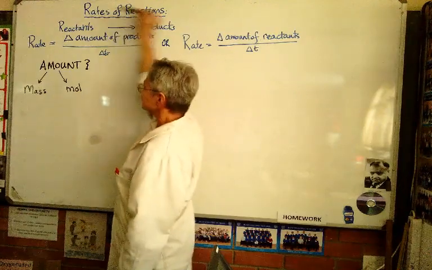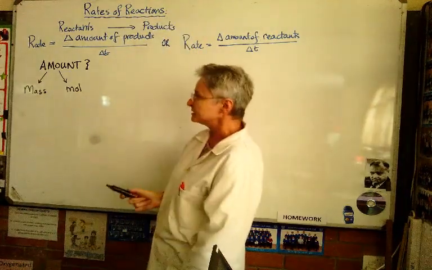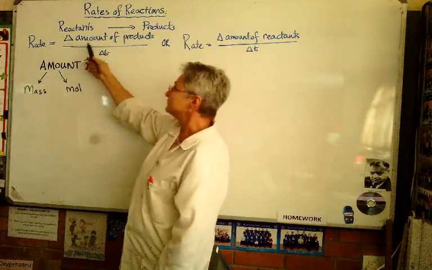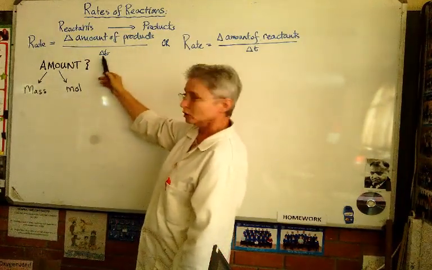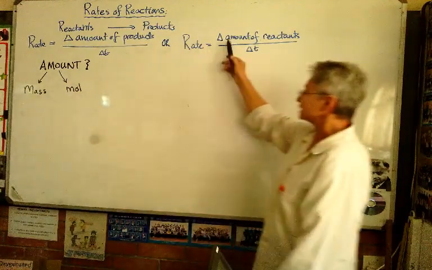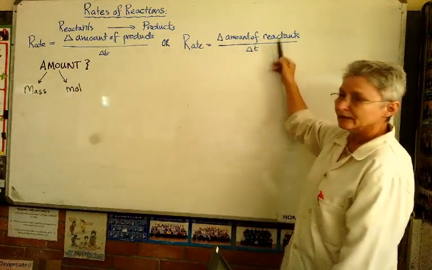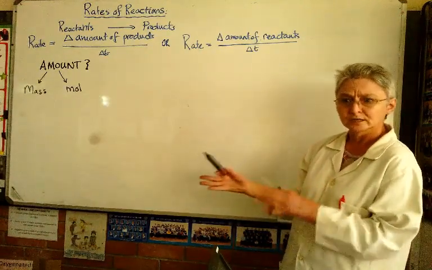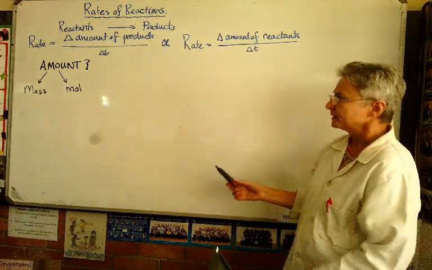So, rates of reactions. In reactions we have reactants going to products, and a rate can be determined by the change in the amount of the products over time, or the change in the amount of the reactants over time. So either or, both of these equations can be used.